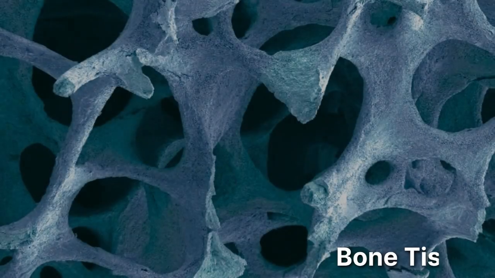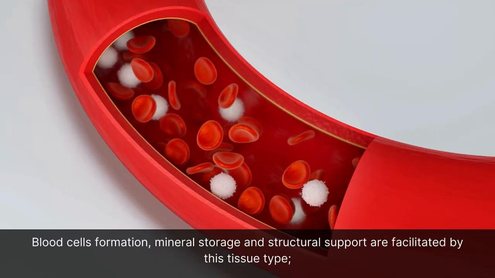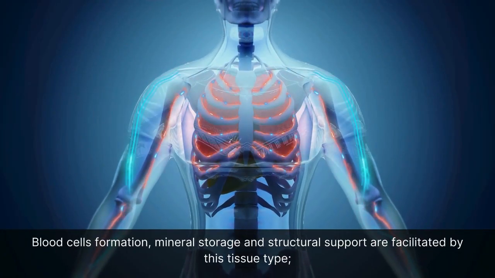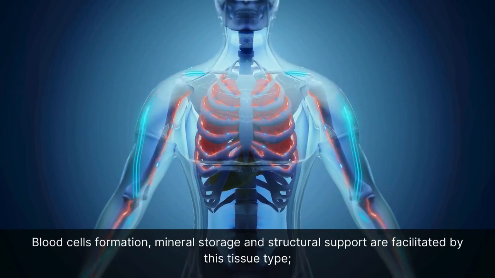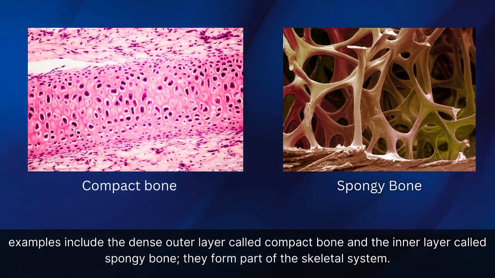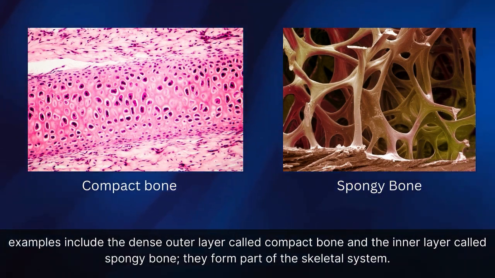Bone tissue. Blood cell formation, mineral storage, and structural support are facilitated by this type of tissue. Examples include the dense outer layer called compact bone and spongy bone. They form part of the skeleton. Spongy bone is inside the bone. Blood.